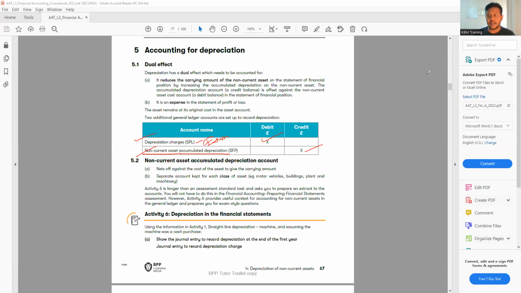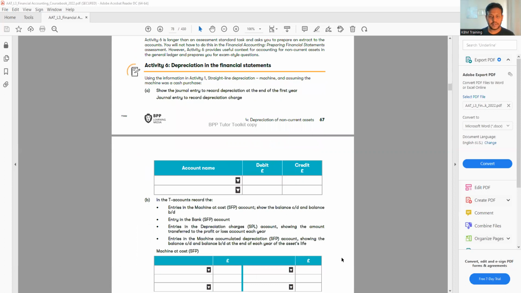All right, let's have a look at how we record the depreciation in the financial statements. Let's do activity 6. Using the information in activity 1 that we did at the beginning, straight line depreciation of the machine, assuming the machine was a cash purchase, show the journal entry to record the depreciation charge at the year end.